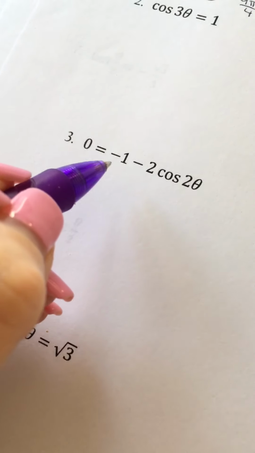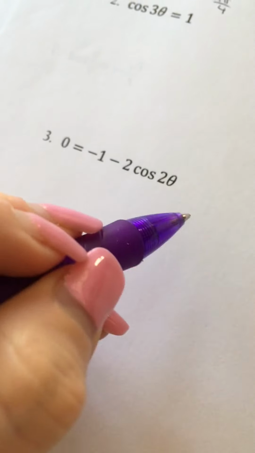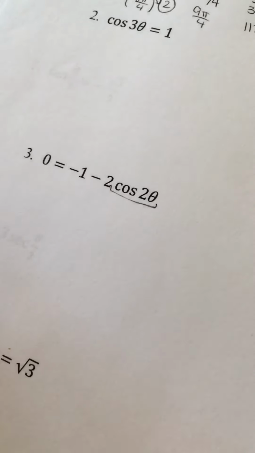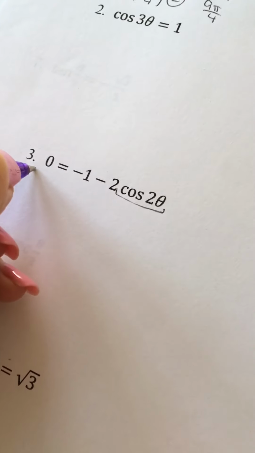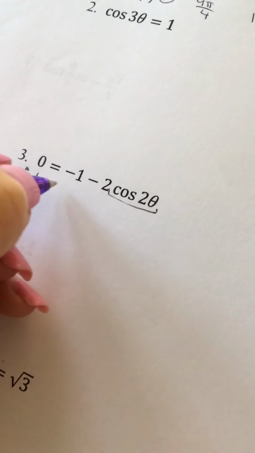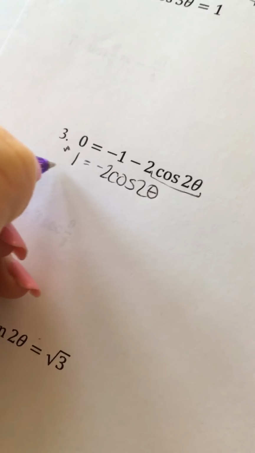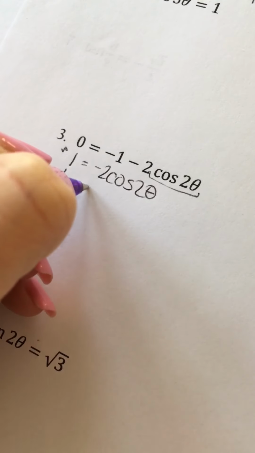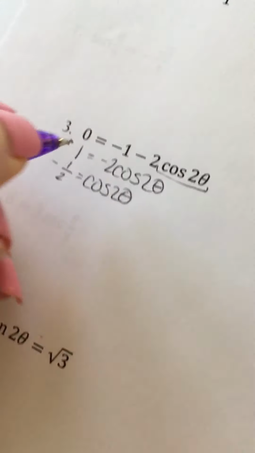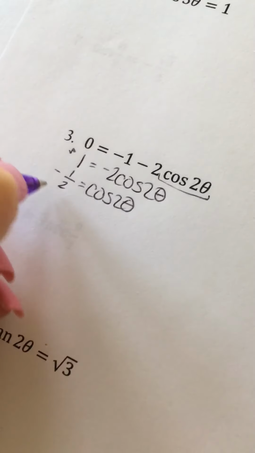So I have 0 is equal to negative 1 minus 2 cosine 2 theta. We want to get the trig function by itself. I want to get that cosine 2 theta by itself. So I'm going to add over the 1. So I'm going to get positive 1 is equal to negative 2 cosine 2 theta. And then I'm going to get negative 1/2 is equal to cosine 2 theta. So now I can go ahead with my 3 steps.